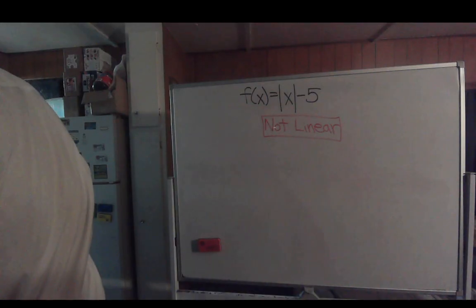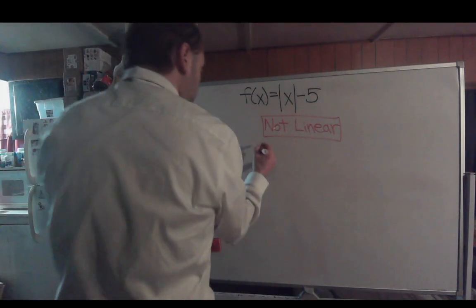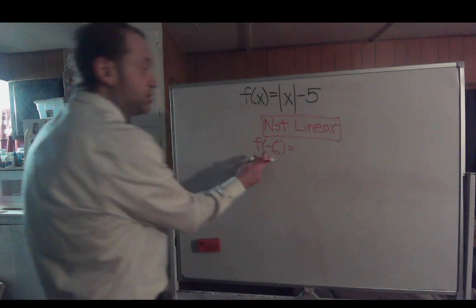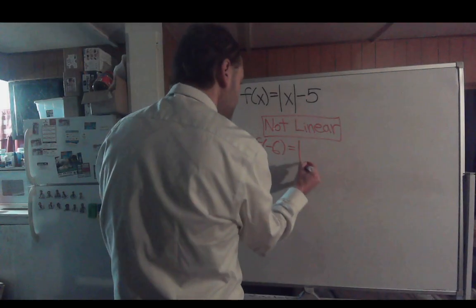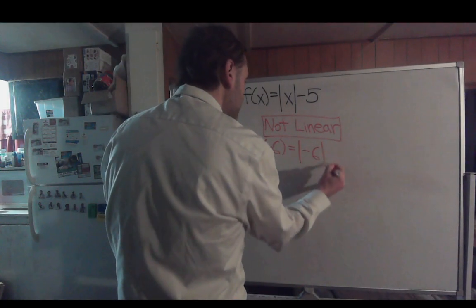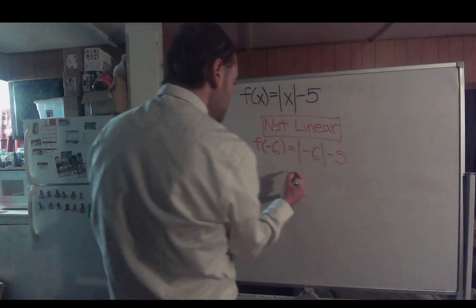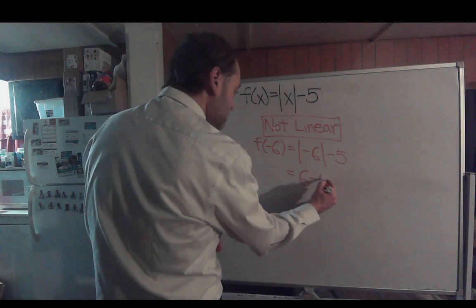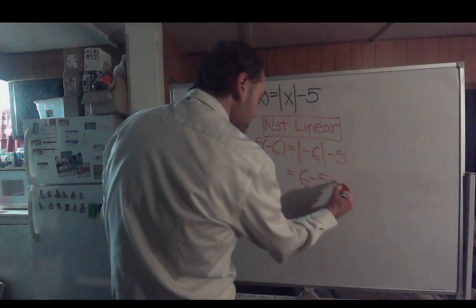Now, what if we were to evaluate f of -6? So you just put in -6 for x, you'll take the absolute value of -6 minus 5, which the absolute value of -6 is +6, so it would be 6 minus 5, you would get 1.